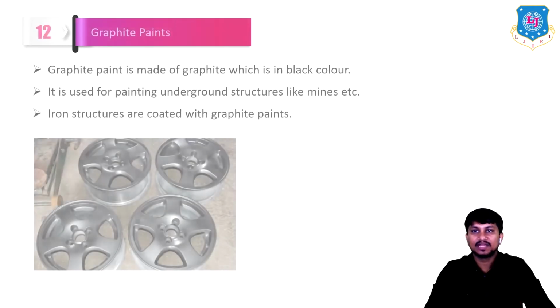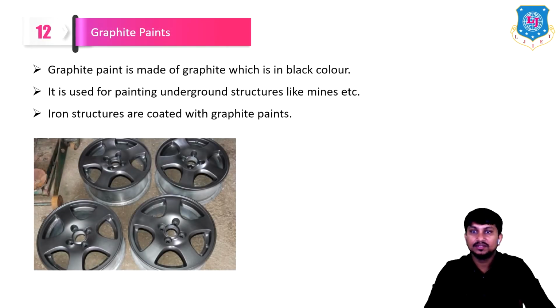Now, next type of paint is graphite paint. This graphite paint is made of graphite, which is black in color. It is used for painting underground structures like mines, etc. Iron structures are coated with graphite paints also. This is how graphite paint looks like, which is on the vehicle plates.